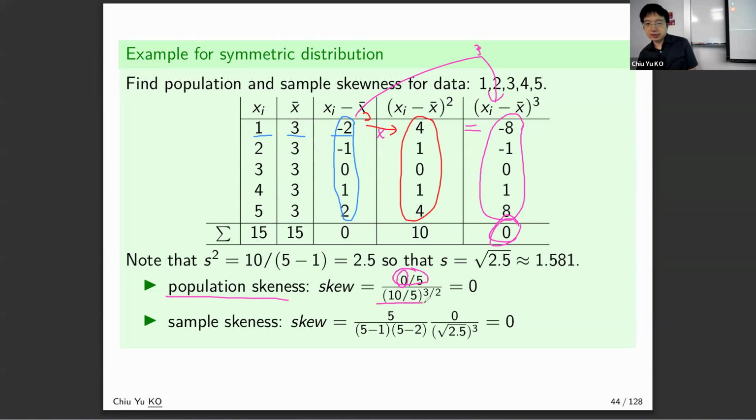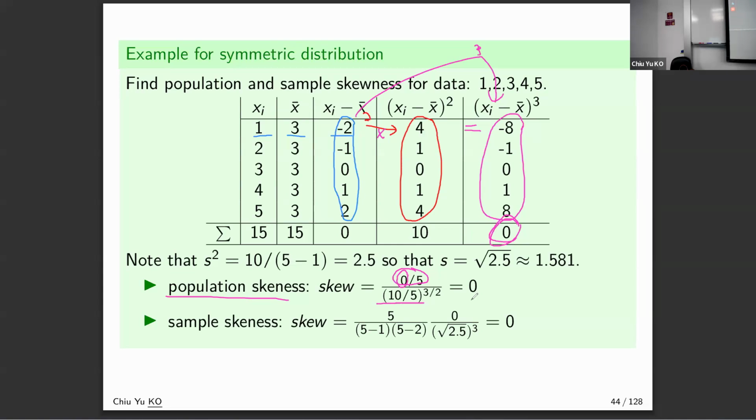And this is the standard deviation. The variance is 10/5, and you take the square root and raise it to the power of 3. This is 0. And if you want the sample version, you first calculate the sample variance, which is 2.5, and you take the square root of that, raised to the power of 3. It's the n minus 1, n minus 2 formula. So you get 0.